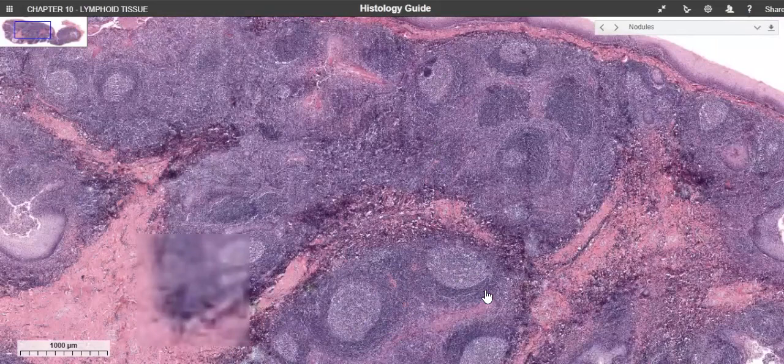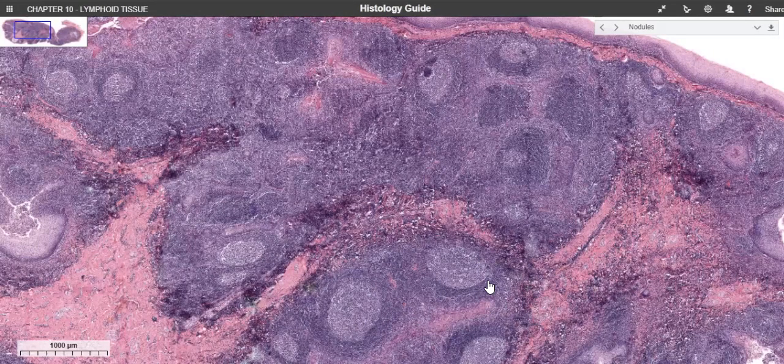And I want you to notice that in the lymphatic nodule, we have a pale staining center and a darker staining outer layer. So this pale staining center is known as the germinal center. And this darker staining one is the mantle zone. The germinal center is where the B lymphocytes are undergoing mitosis. They are actively dividing. And in the mantle zone, they are just resting there.